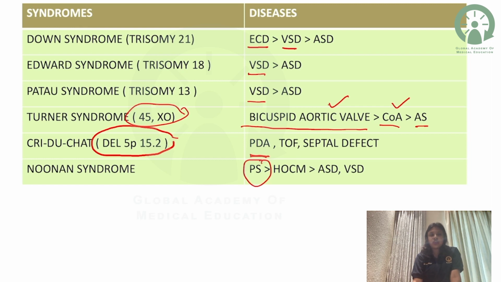So Down's: endocardial cushion defect and VSD. Patau and Edwards: VSD. Turner's: bicuspid aortic valve and coarctation of aorta. Cri-du-chat: deletion 5p. Noonan syndrome: pulmonary stenosis. These are the bare minimum that you need to remember from cardiology and syndromes.